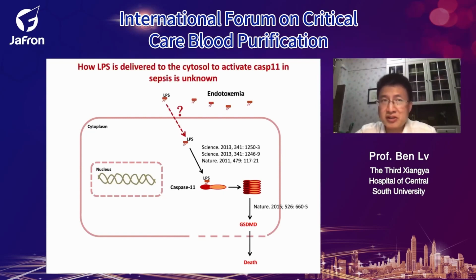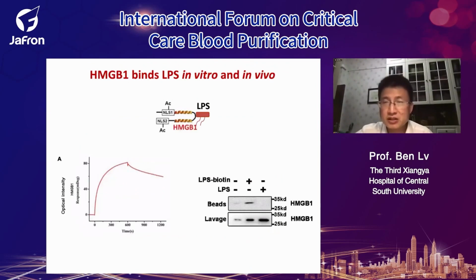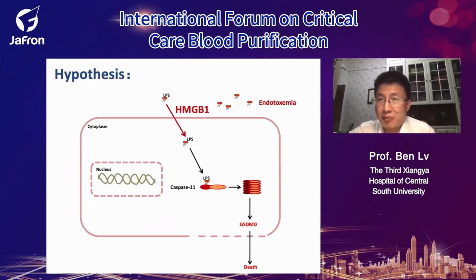But the question is how LPS gets into the cytosol to activate caspase 11. In endotoxemia, in sepsis, the LPS should be in the extracellular space, in the circulation. How LPS, a big molecule, can translocate into the cytosol was unknown for many years. So we found a very interesting phenomenon: HMGB1 binds LPS in vitro and also in vivo. So we made a hypothesis that HMGB1 might be the vehicle that carries LPS into the cytosol, where it activates caspase 11 and leads to pyroptosis, necrotic cell death.